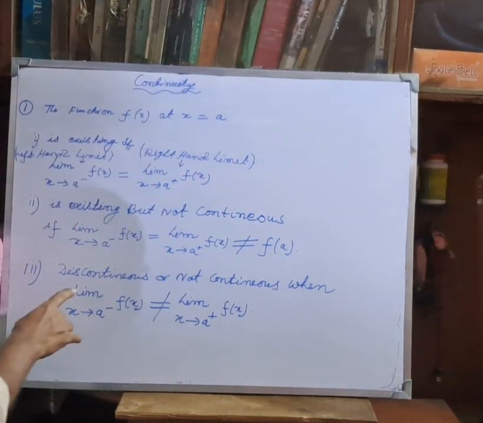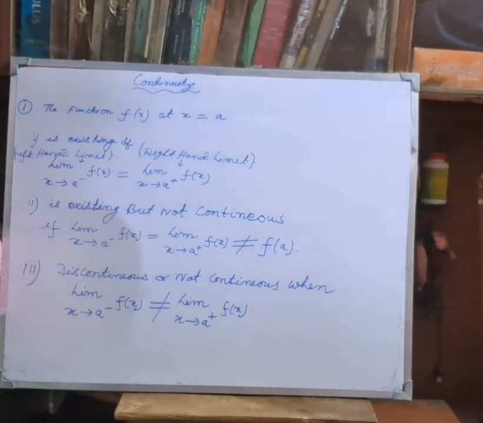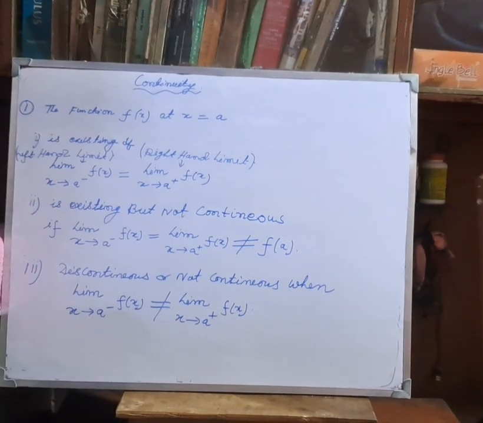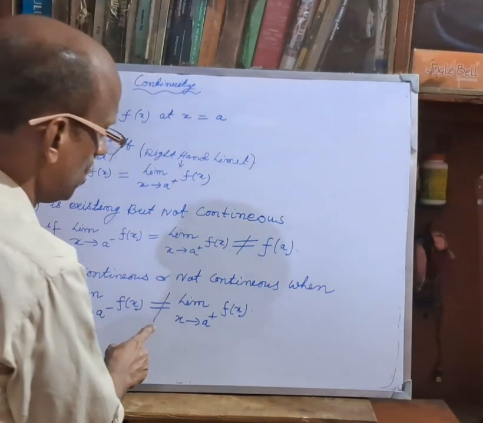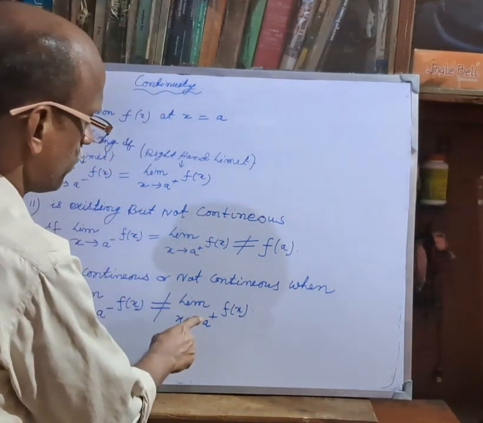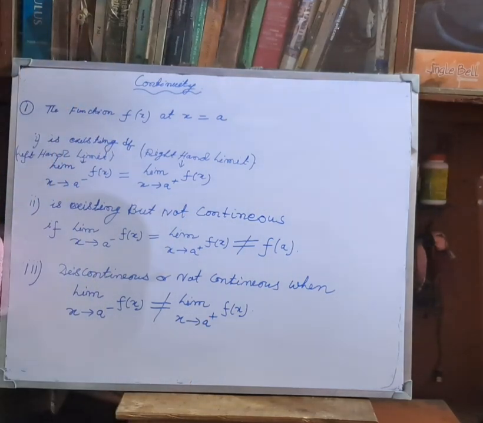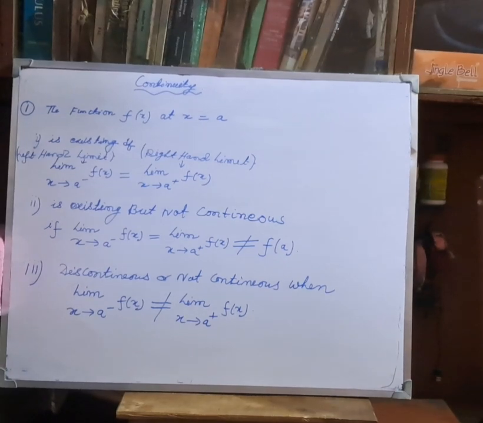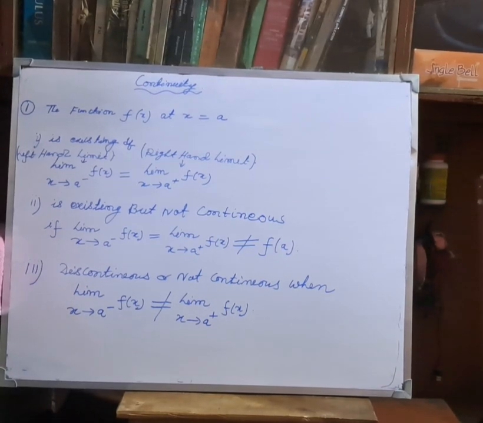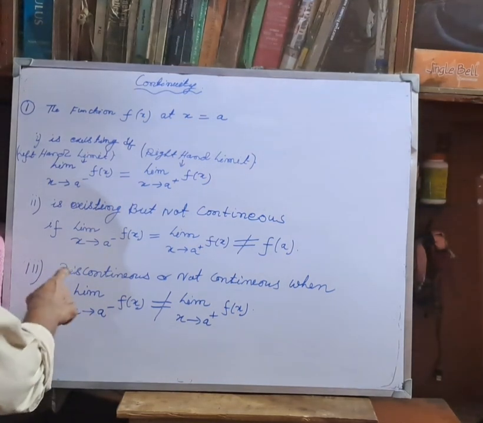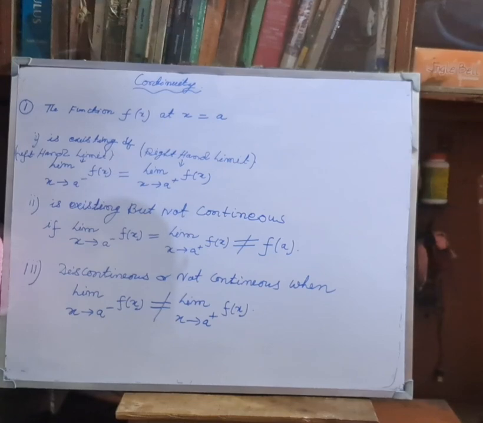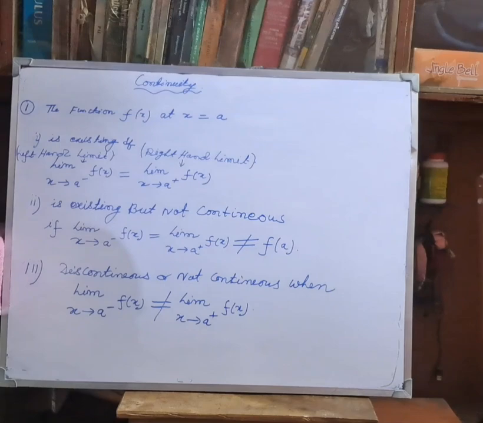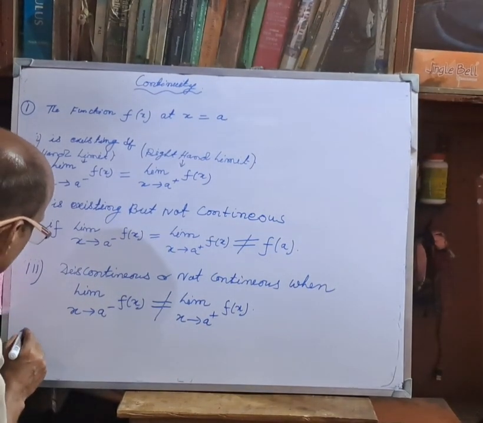If left hand limit is not equal to right hand limit, that means limit x tends to a minus f(x) is not equal to limit x tends to a plus f(x). That means left hand limit is not equal to right hand limit. That means it is not continuous. Clear? Discontinuous or not continuous, continuous when this. Clear?